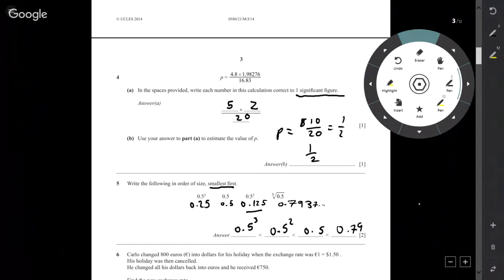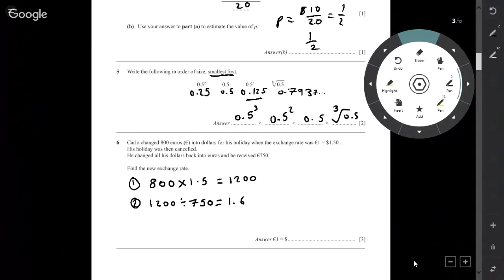Let's just say that. No, in fact, we're not going to write that. That's not right. We're going to put it in its original form, which is 0.5 to the power, the cube root. There we go. And that's number 5.